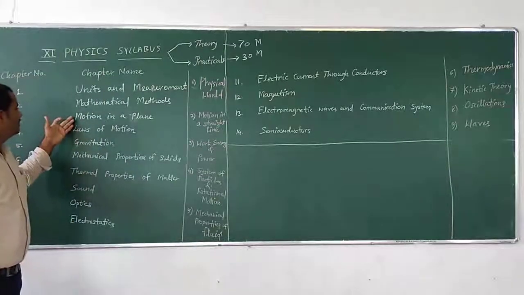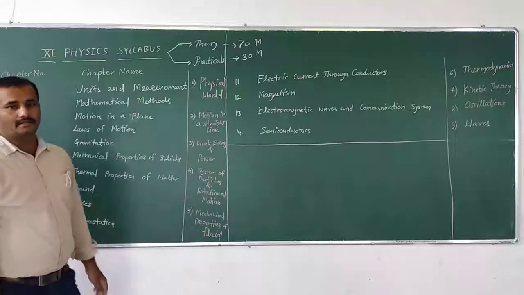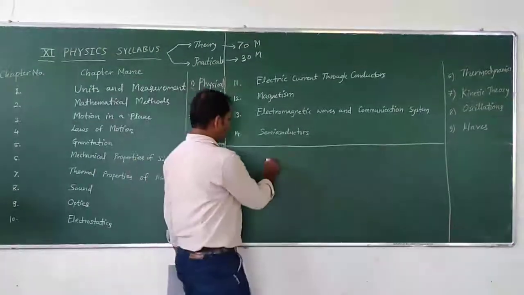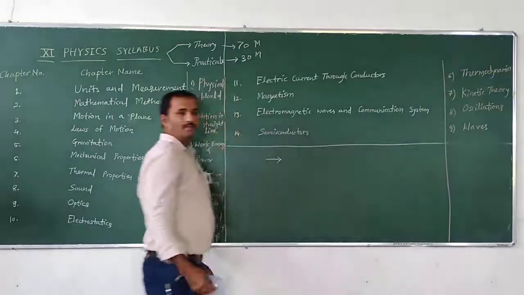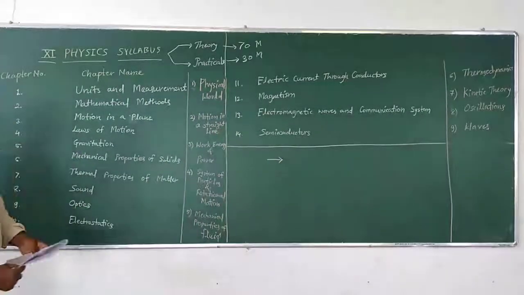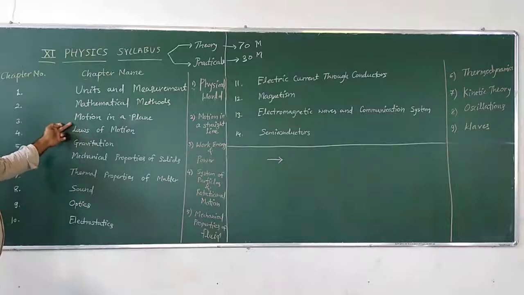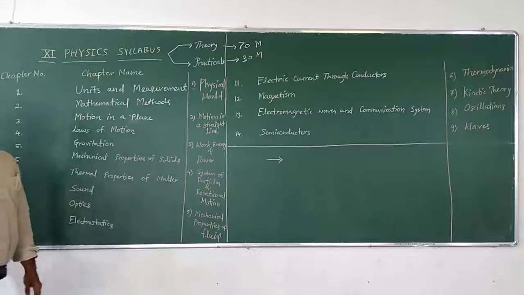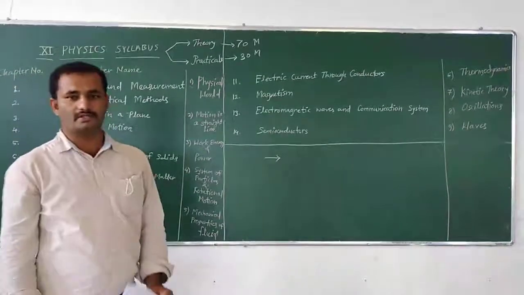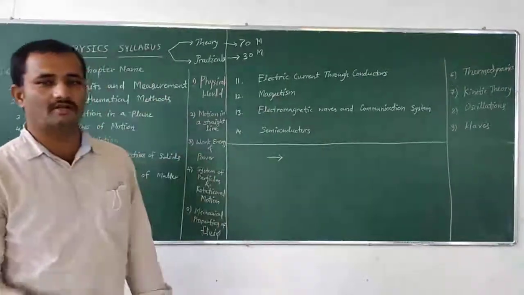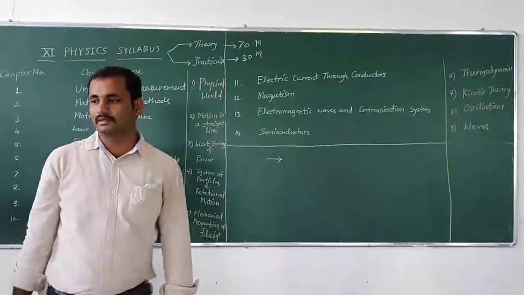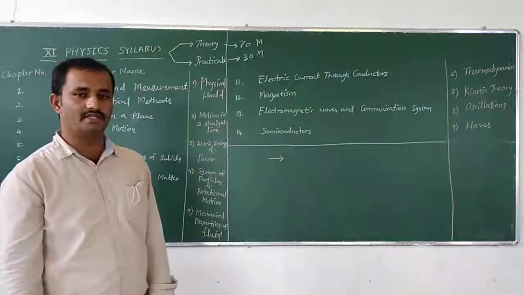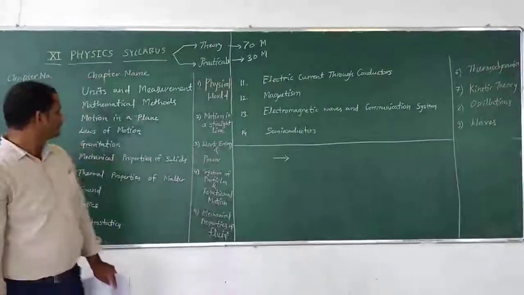Then the third chapter is motion in a plane, that is, motion along a plane. The fourth chapter is laws of motion. There are different types of laws: Newton's laws of motion, Newton's first law, second law, third law, and the law of conservation of energy. We have already seen these, but we will see them in detail here.